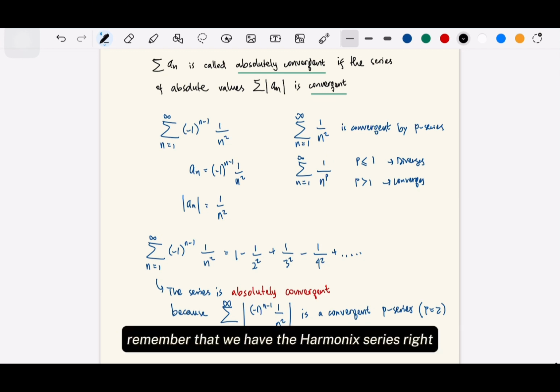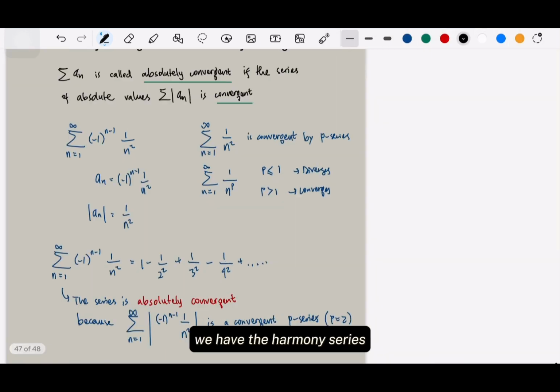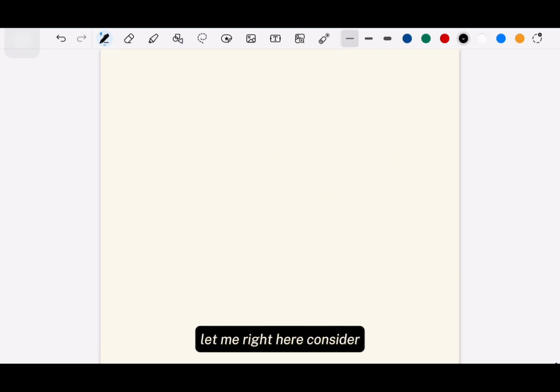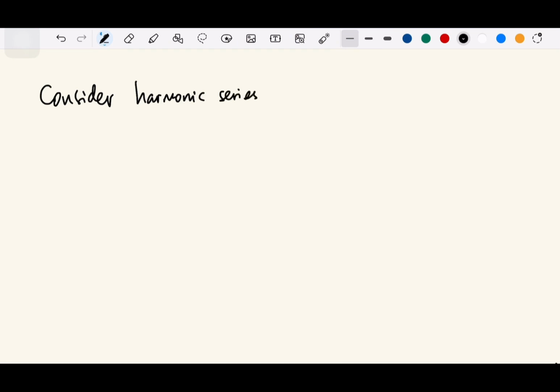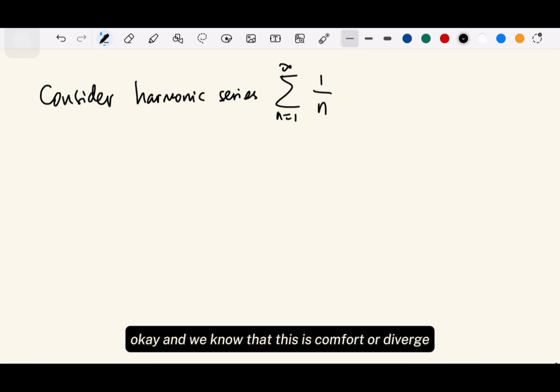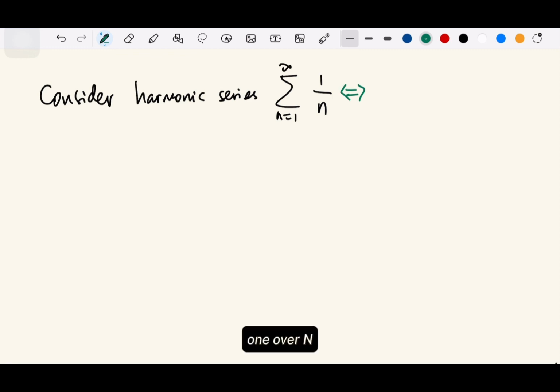Remember that we have the harmonic series. Let me write here. Consider the harmonic series, 1 over n. Does it converge or diverge? Yeah, it diverges. Okay, the harmonic series, right? So it's divergent. Consider the harmonic series, which is divergent.